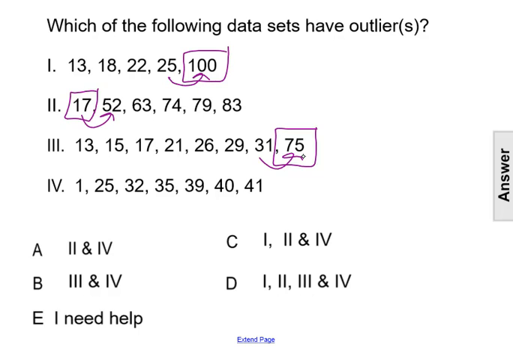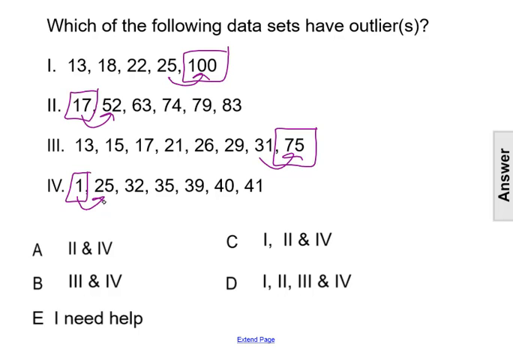And then in data set 4, we have 1, 25, 32, 35, 39, 40, 41. So right away, just like data set 2, we have the number 1, and then we jump up 24 numbers to get to 25, and then we're going much more gradual to 32, 35, 39, 40, 41. So 1 is relatively much smaller than the rest of the numbers.